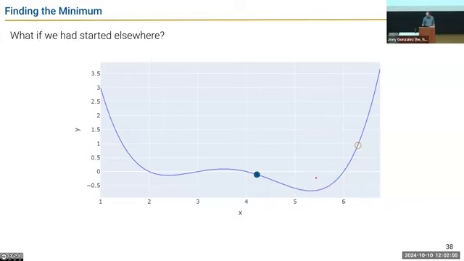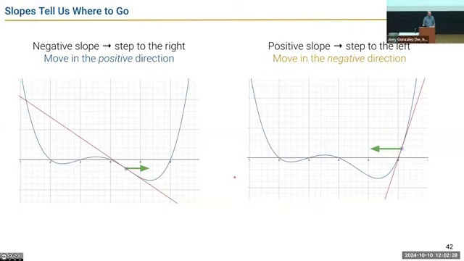Okay. What if I start out over here? What is the slope here? Draw that tangent line. Which way does the slope say to go? Is it negative or positive? Slope is saying go this way. Negative slope. Which way should I go? The opposite direction. The negative of the slope, which is now positive, takes me there. All right, so depending on where I am on this curve, it's going to tell me which way to go.